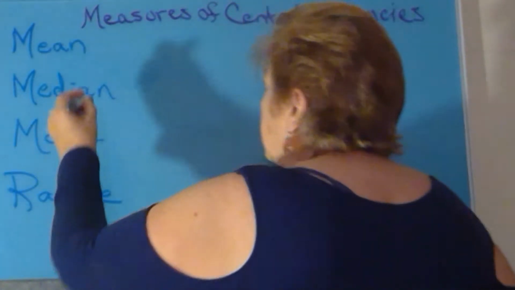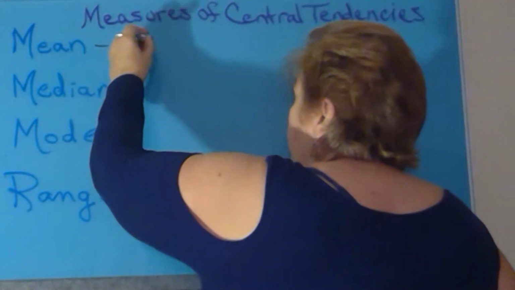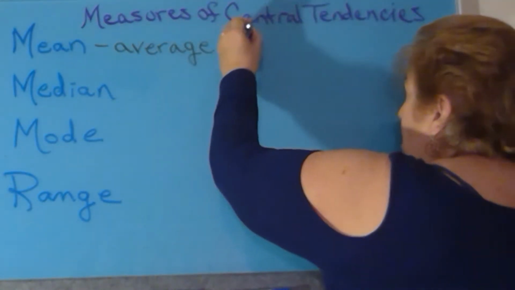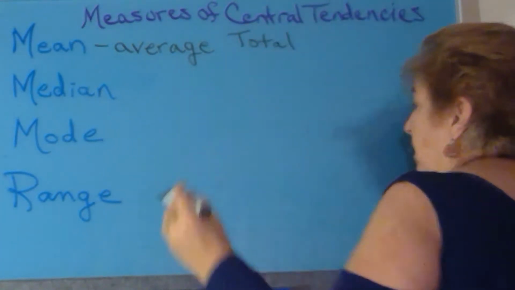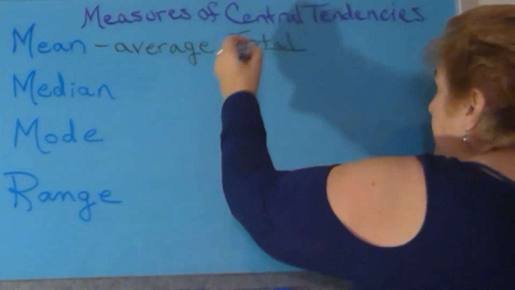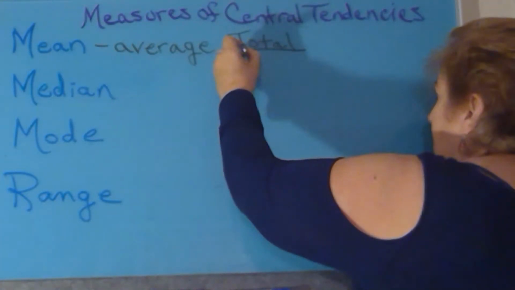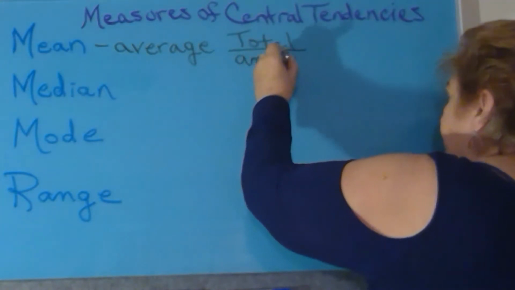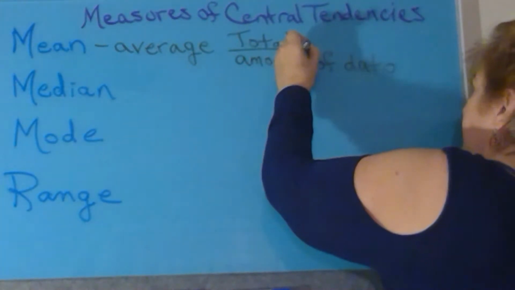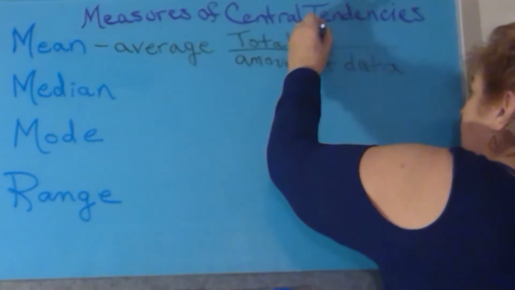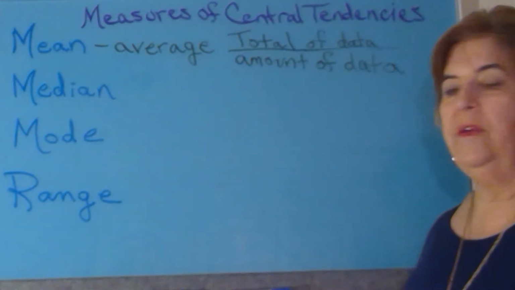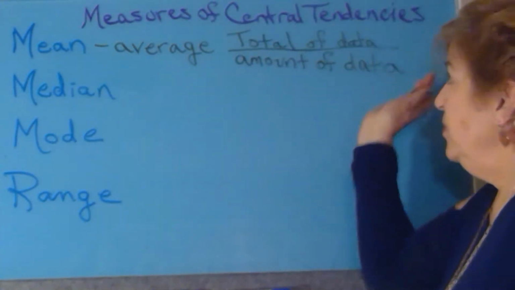The mean is the average, which means you find the total of all the numbers in a set of data, and you divide that by the amount of data. And I know you've all done that before. You add up all the numbers and you divide by how many there are.